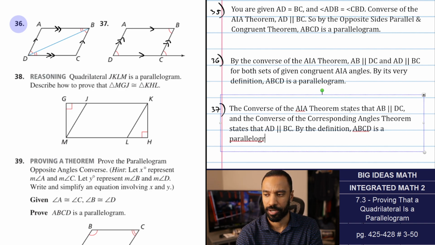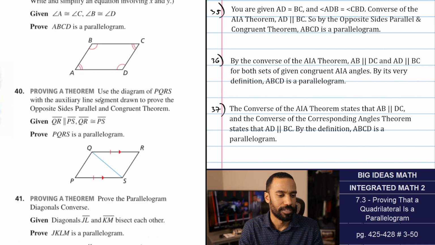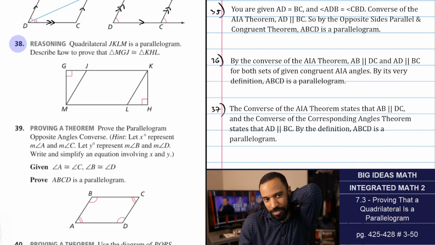I'm sinking in my chair. Okay, number 37. All right, number 38. Quadrilateral J. I feel like this is where the problems are going to get long. Oh, proving a theorem. Three different proofs in a row, and I still have this one.